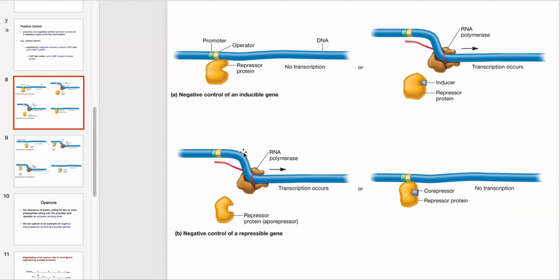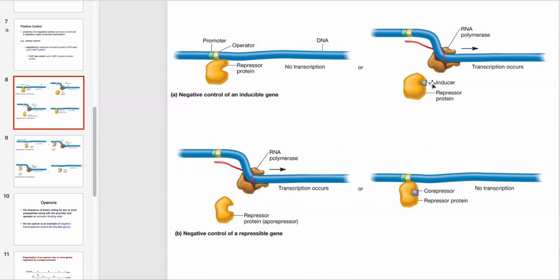So it looks a little bit like this. This panel shows negative control of an inducible gene. An inducible gene is one typically that's involved in catabolism, the breakdown of some substrate. And so if the substrate's not present, then this would be the default setting. You'd have an active form of the repressor that would sit on an operator and shut this down so you don't get transcription.